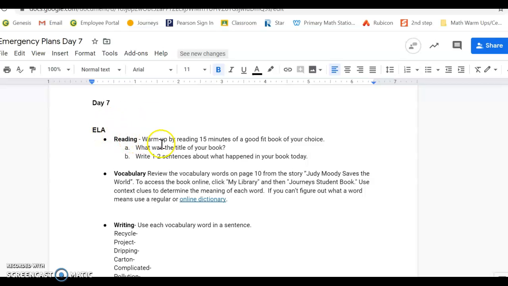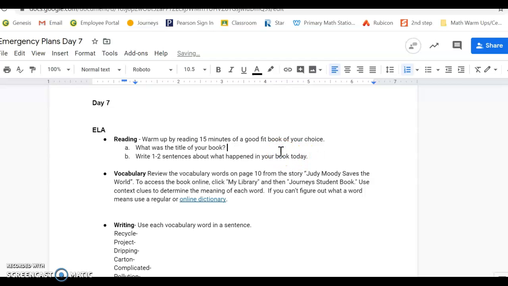For reading today, we're asking that you warm up by reading 15 minutes of a good fit book of your choice. On the Google Doc, you're going to type the title of your book and 1 to 2 sentences about what happened today. So for example, if I was reading Matilda, I would type in the title, and then I would write a sentence or two about today, and then write what happened in my story.